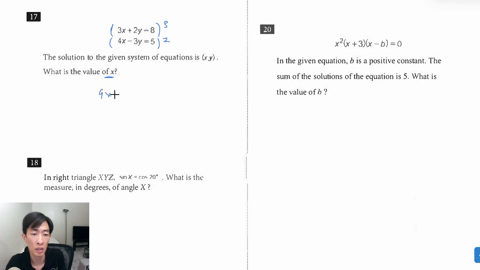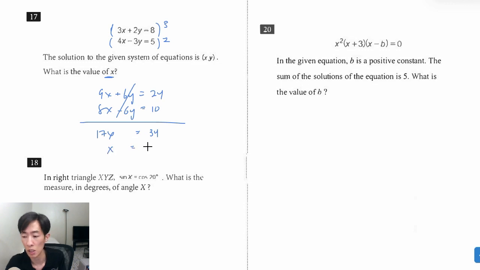So we've got 9x plus 6y equals 24. Bottom, we've got 8x minus 6y equals 10. We're going to add them together. When we do, the 6y's drop out. We get 17x equals 34. Divide both sides by 17. We get x equals 2, and that's the answer. Notice if we solve for y, we'd have to plug y back into the equation, then solve for x. Not that hard, but it's another step that might make you make a mistake.